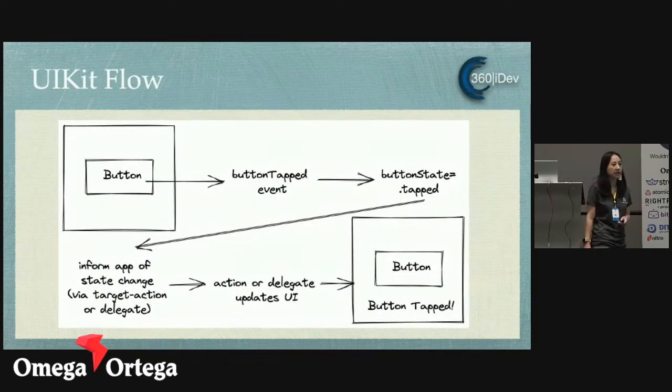So let's take a look at the flow in UIKit. I'll just give a very simple example with pressing a button. Right, so the user presses the button, that creates a button tapped event, which changes the state of the app. So now the button state is tapped, and then you want to somehow inform the app of the state change. That way, through an action or delegate, the app can update its own display, in this case, display a label that says button tapped.